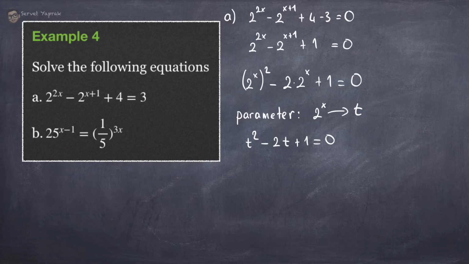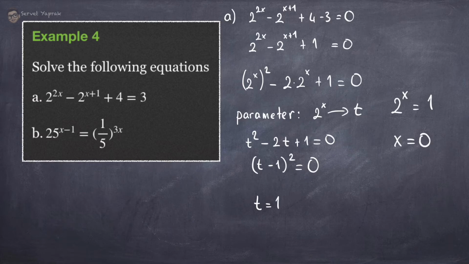Now we can solve this equation. It is actually (t minus 1) squared equals 0. And t must be 1. If t is 1, we already said that 2 to the power of x is t. So 2 to the power of x must be 1. And x is 0.